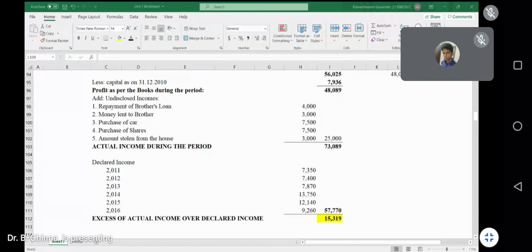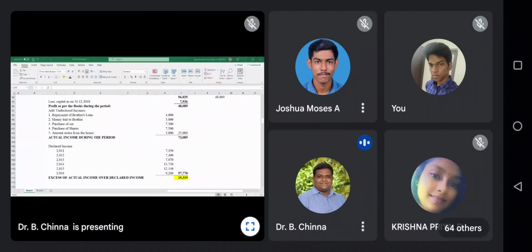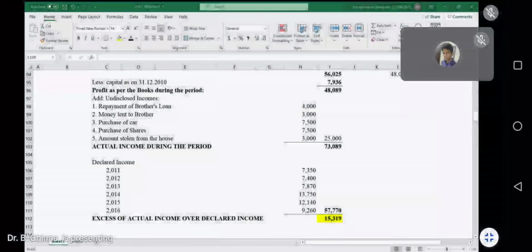I want you to take one more problem to work. Shall I post it in the group? Yes, sir. Can you copy it and work it out? Tomorrow I will check. Is it fine, or are you going to copy it now? I will wait. No, sir. Sir, you post it, sir.